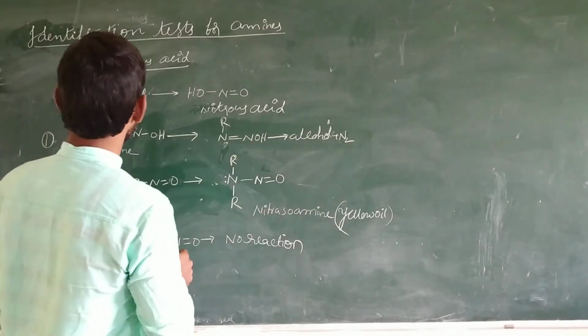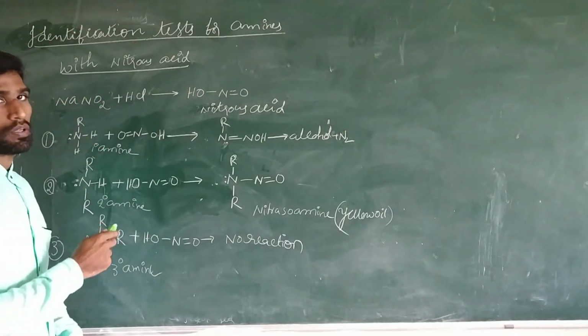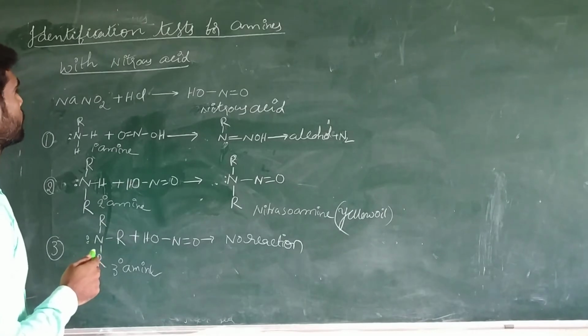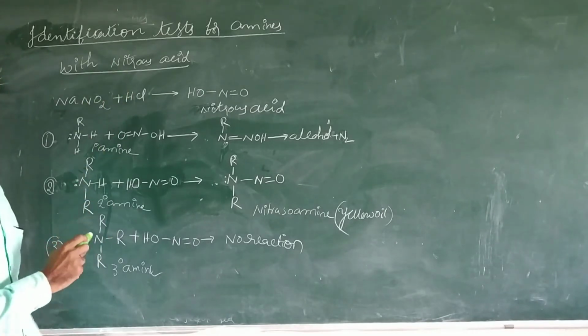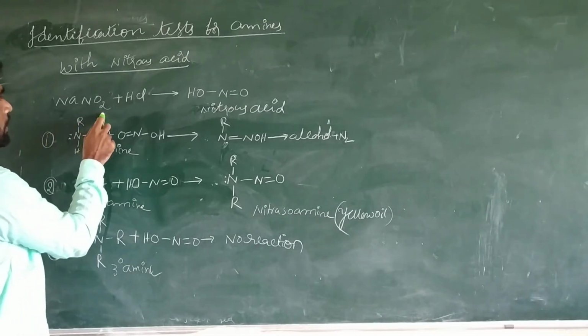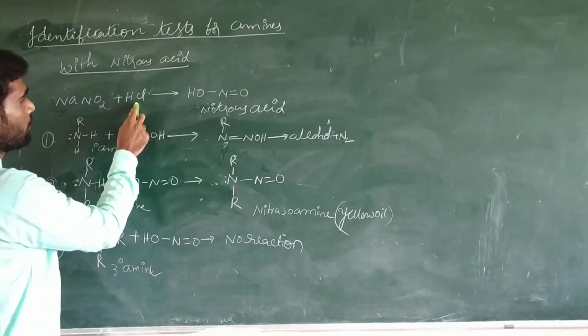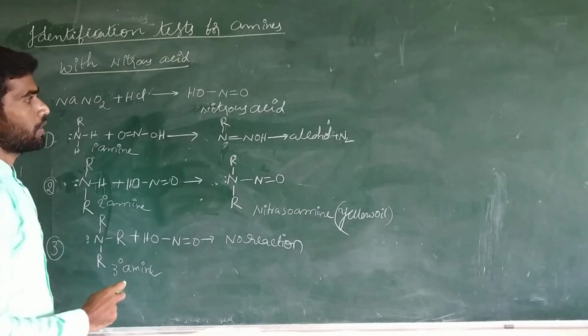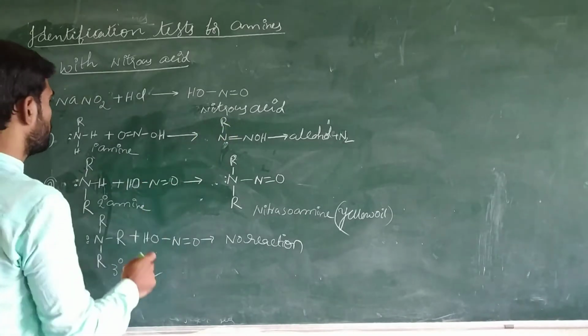Now another test for the identification of amines is with nitrous acid. Nitrous acid is produced when sodium nitrite is reacted with HCl. We are getting the nitrous acid, and it is an unstable compound.